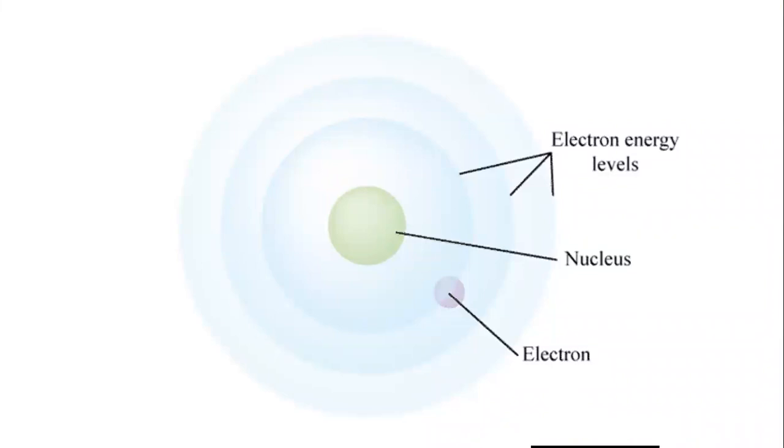Bohr also hypothesized that if an electron absorbed just the right amount of energy, it would jump to the next higher energy level. Conversely, if it lost the same amount of energy, it would jump back to its original energy level. However, an electron could never exist between two energy levels.